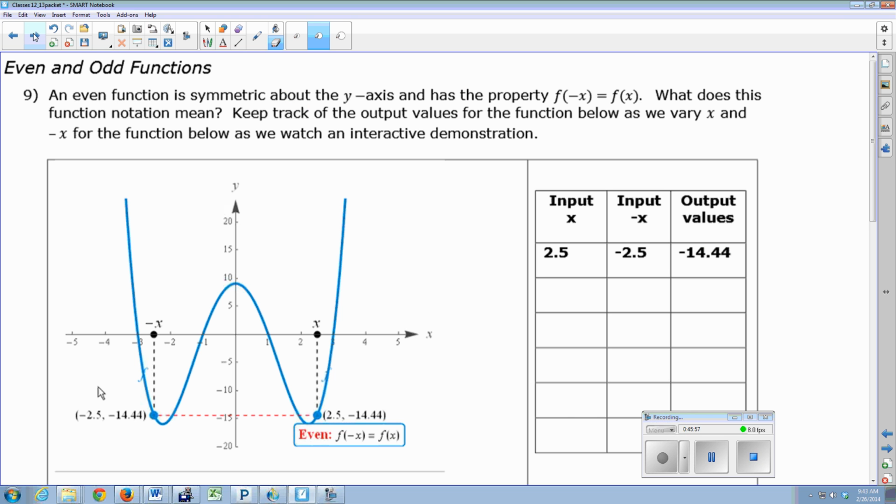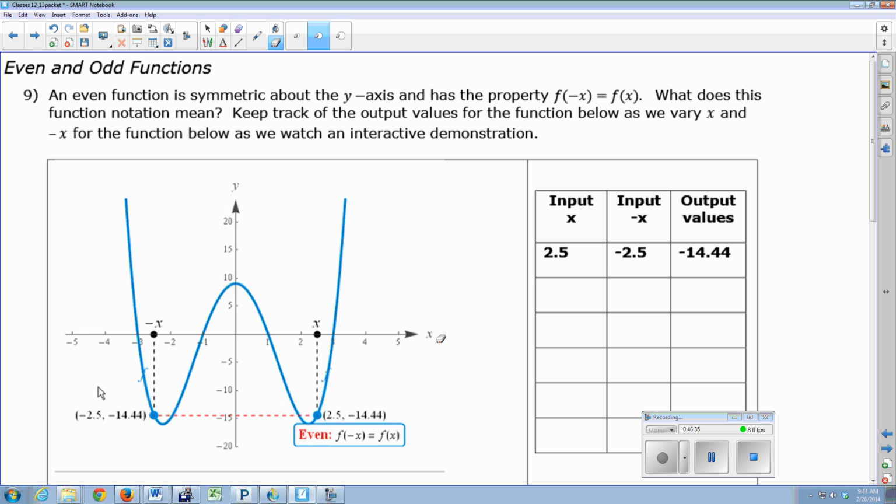Okay. So even and odd functions. This is a situation where students intuitively understand what an even function is and an odd function from the picture, but they often have a hard time showing it algebraically because they don't understand the notation here. So first of all, let's talk about what it means to be an even function. What it means to be an even function visually is I could take this graph and fold it over the y-axis.